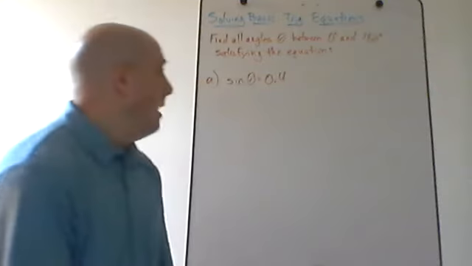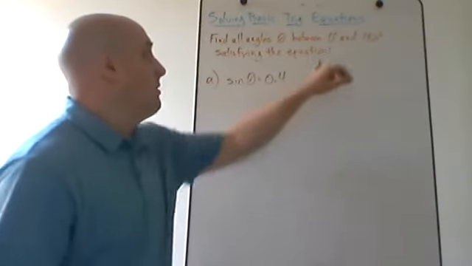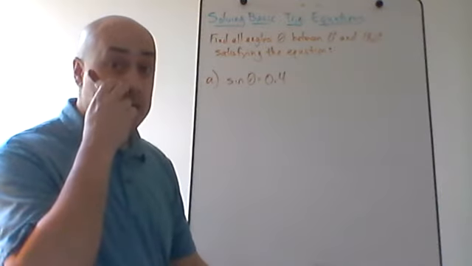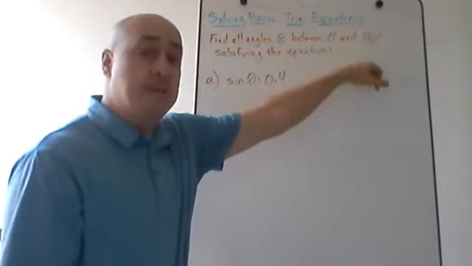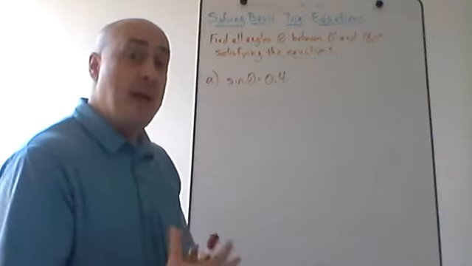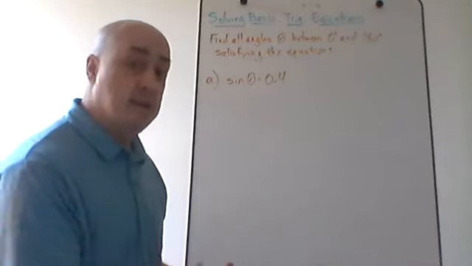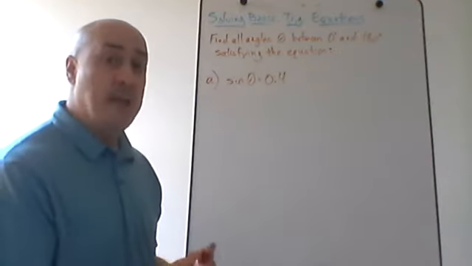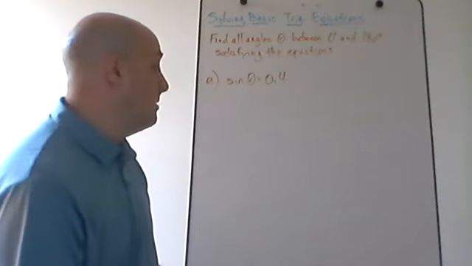Alright, so first off, I'm looking for all the angles between 0 degrees and 180 degrees. They're asking for angles in degrees, so that tells me I need to give my answers in degrees rather than radians, which is an important thing. If we have to use the calculator, we have to make sure it's in degree mode when we do that.